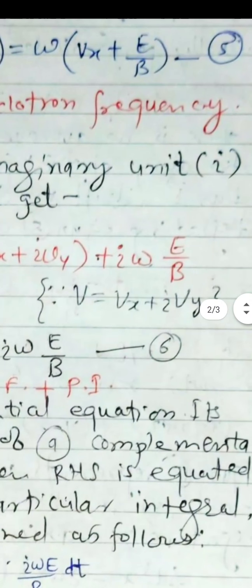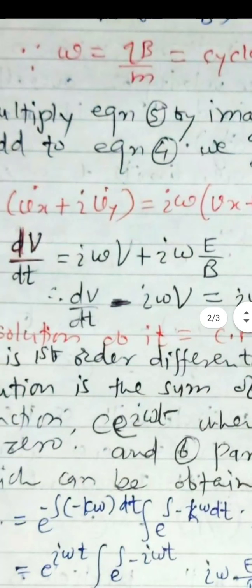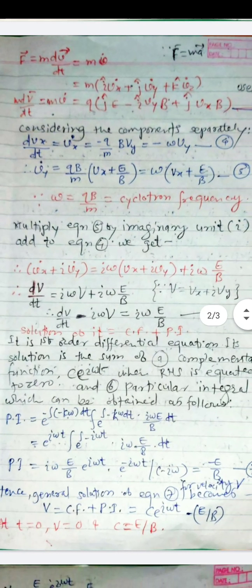Since V equals Vx plus i Vy, and dV by dt equals i omega V plus i omega E upon B, by combining these two, dV by dt minus i omega V is simply equal to i omega E upon B, equation 6. Since this equation 6 is a first order differential equation, we have to solve it.